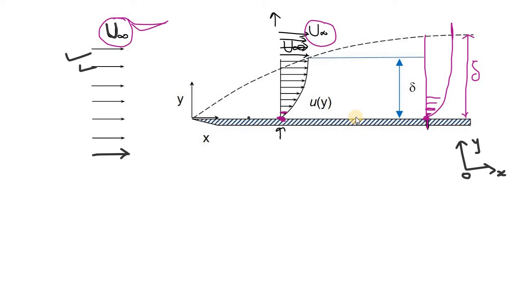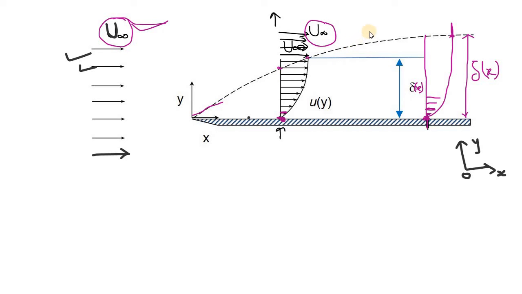So if you consider different sections, you will have different delta values. In fact, your delta is a function of x. Now if you join all these points where it has attained the maximum velocity, this line is nothing but the locus of the points where your fluid layers have attained the maximum velocity.